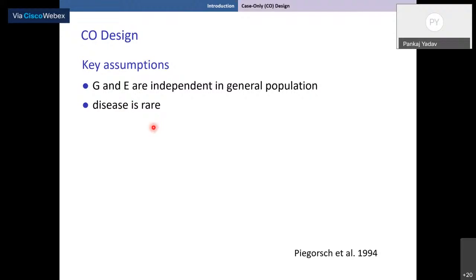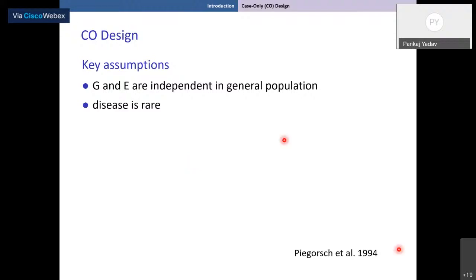The other assumption is that the disease has to be rare. A lot of simulation studies have been done, and if we look at the simulation results, if we have a prevalence of the disease greater than 5%, then there seems to be some bias observed in the estimates from this study design.